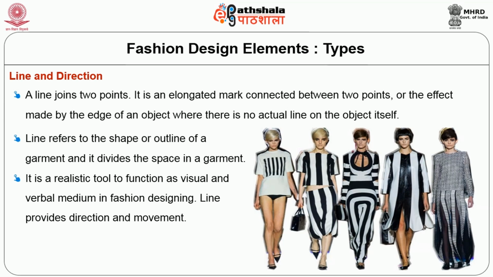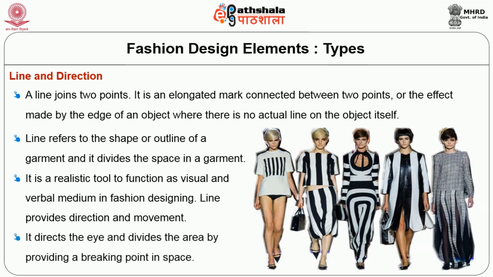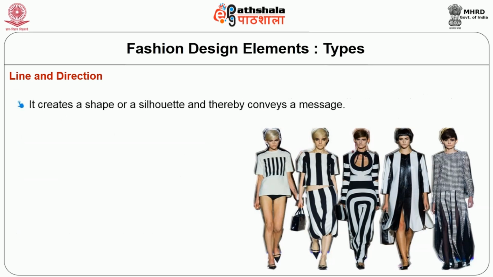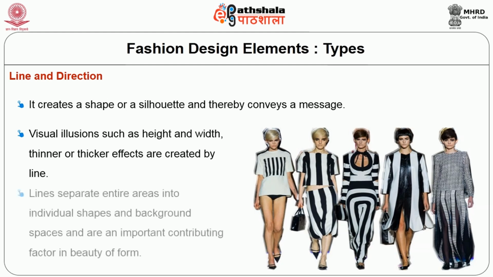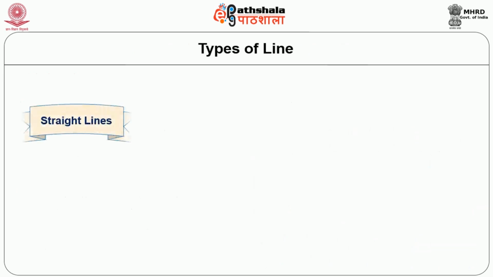Line provides direction and movement. It directs the eye and divides the area by providing a breaking point in space. It creates a shape or a silhouette and thereby conveys a message. Visual illusions such as height and width, thinner or thicker effects are created by line. Lines separate entire areas into individual shapes and background spaces and are an important contributing factor in the beauty of form.